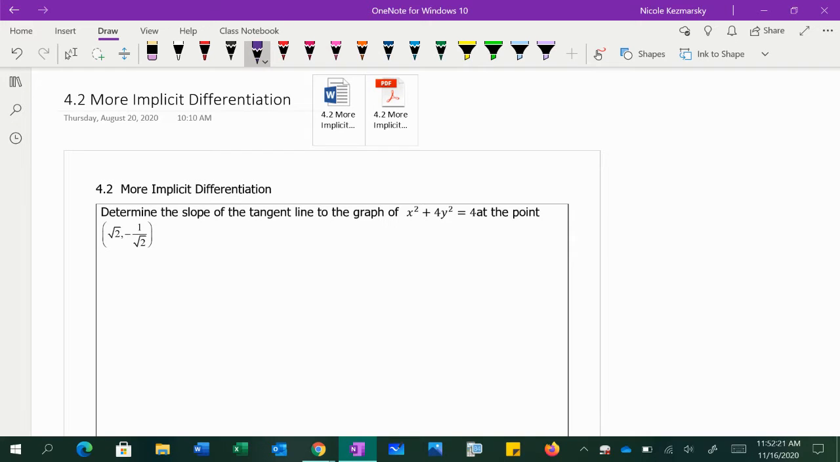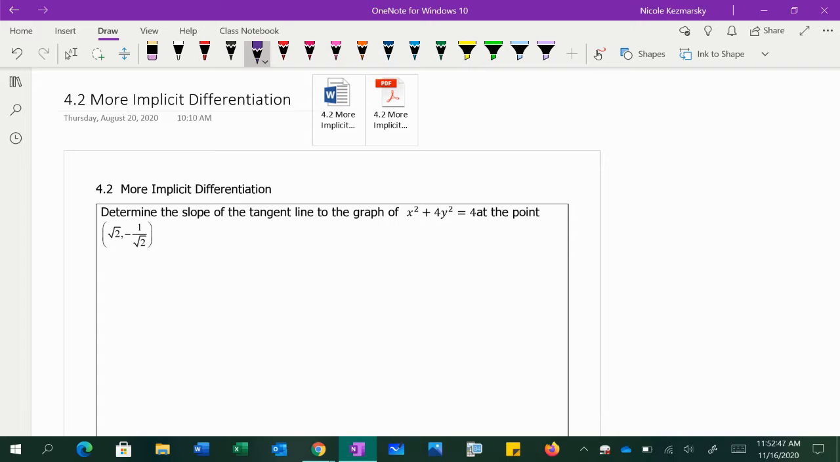This is 4.2, more implicit differentiation. So I broke 4.1 and 4.2 up into two sections because there's a lot of application involved in implicit differentiation. And so in 4.2, we're going to look at slopes and equations of tangent lines and equations of normal lines, and we're going to introduce the idea of a second derivative, so taking the derivative of a derivative.